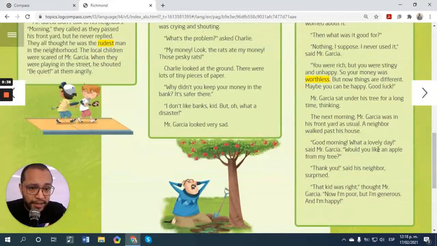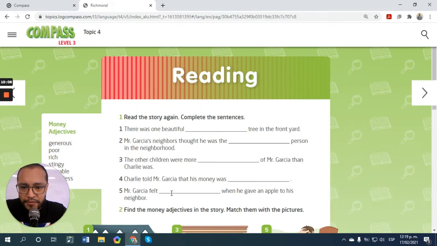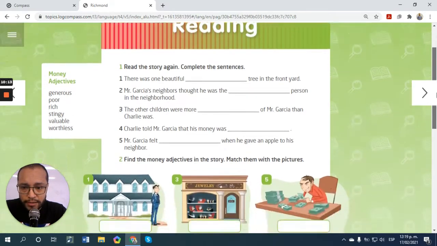We have Mr. Garcia sitting there thinking about everything, and then he says, "Good morning, what a lovely day. Would you like an apple from my tree?" And "Thank you," said his neighbor, surprised. That kid was right, thought Mr. Garcia. Now I'm poor, but I'm generous, and I'm happy. So we can say that the word that we can put there in the last one is happy. Yes? Mr. Garcia felt happy when he gave an apple to his neighbor. That was pretty easy, right?